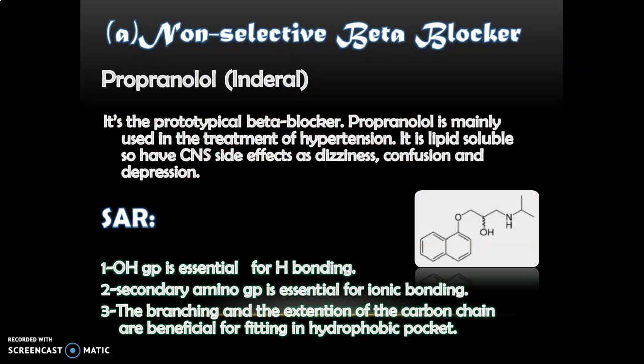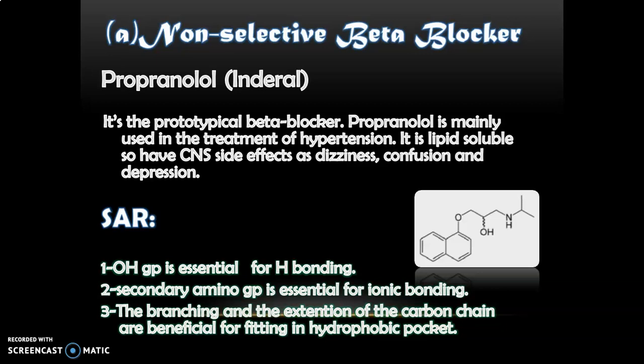Non-selective beta blockers include the example propranolol, whose common popular brand name is Inderal. It's the prototypical beta blocker. Propranolol is mainly used in the treatment of hypertension. It is lipid soluble, so it has CNS side effects such as dizziness, confusion, and depression.